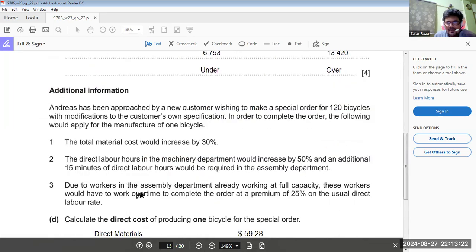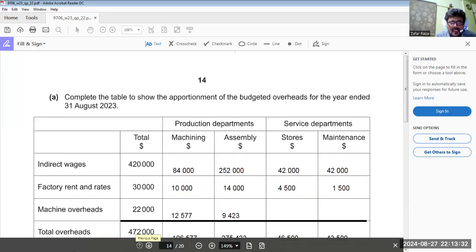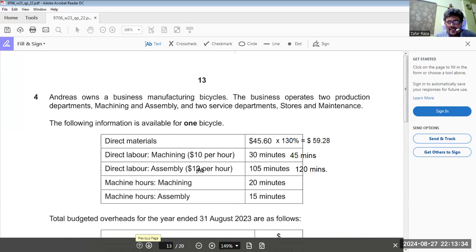Due to workers in the assembly department already working at full capacity, these workers would have to work overtime to complete the order at a premium of 25% on the usual direct labor rate. So their usual rate is how much? $12. So that would increase to 125%. So $12 multiplied by 125%, it means now their rate would be $15. Okay. Getting my point clear?